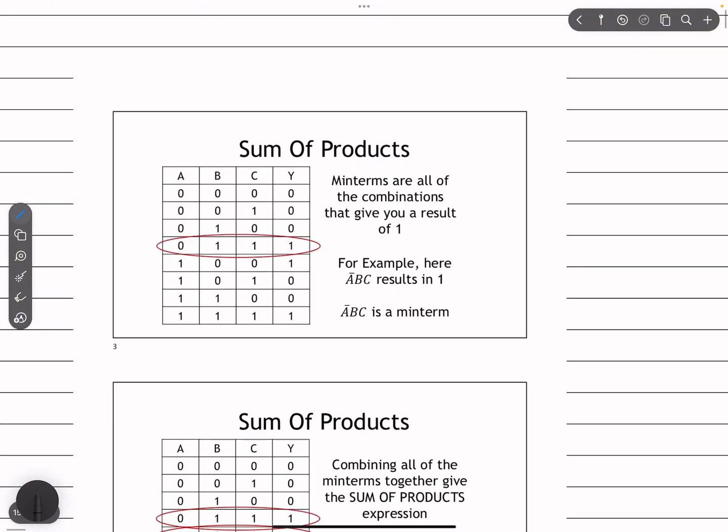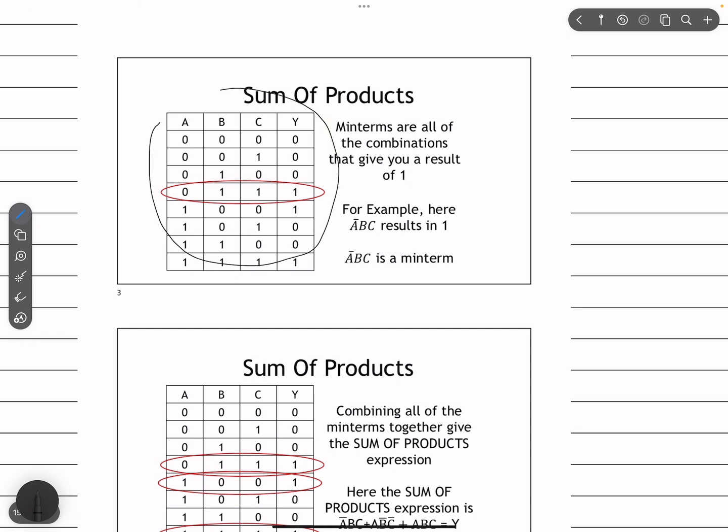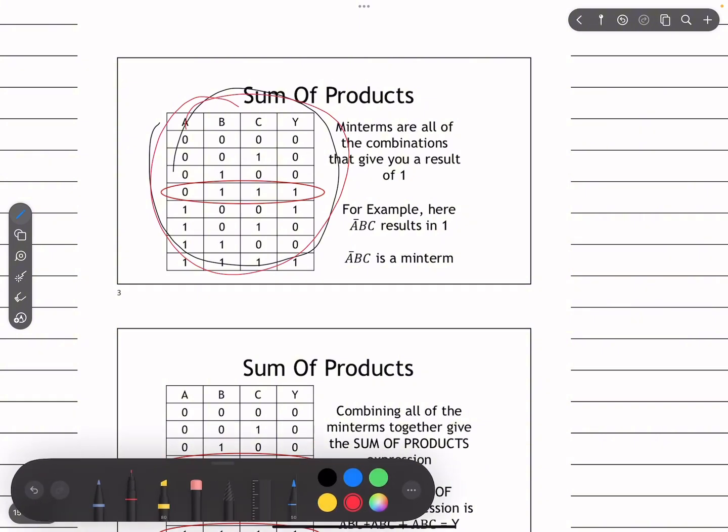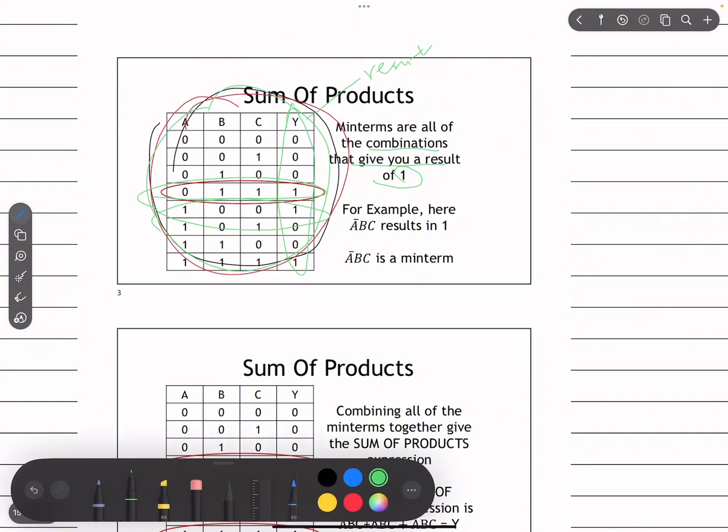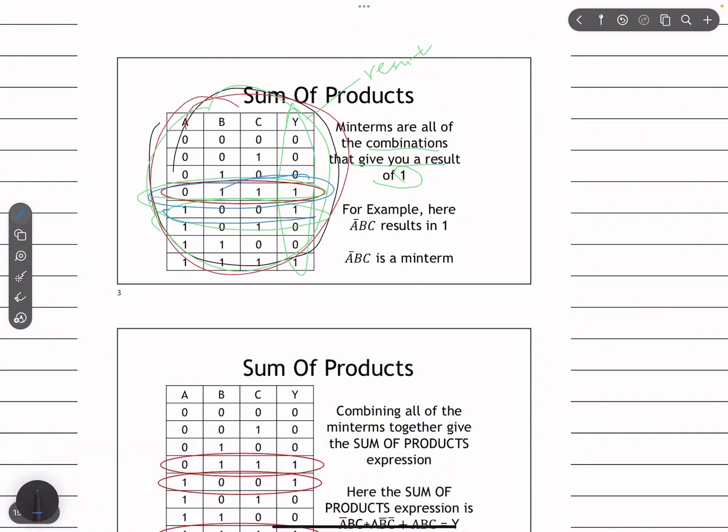So let's say we have a truth table, something like this. For the minterm, it will be the combination that gives us the result of ones. So we only look at the output, or the result. We're looking for the rows that give us ones. So these are the ones. Basically for the output, we have 3 ones.